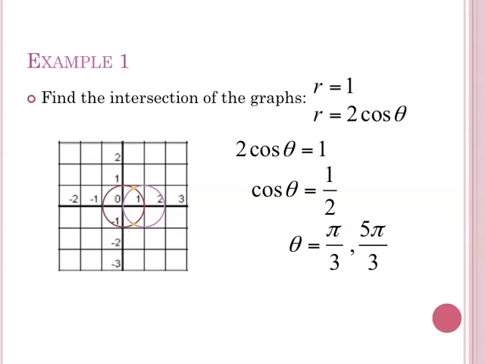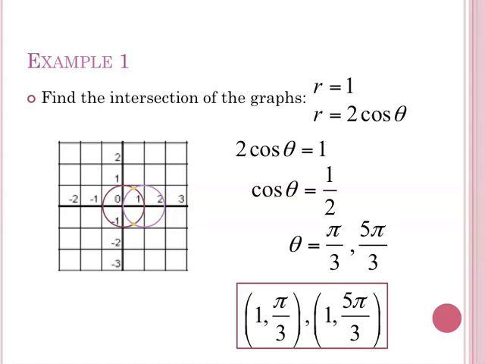In this particular case, one of them was already given to you. R is equal to 1, right? Since both of those intersection points are exactly on that circle of radius 1 centered at the origin, you know that r is equal to 1. So your two answers are (1, pi over 3) and (1, 5 pi over 3). Those are your two answers.